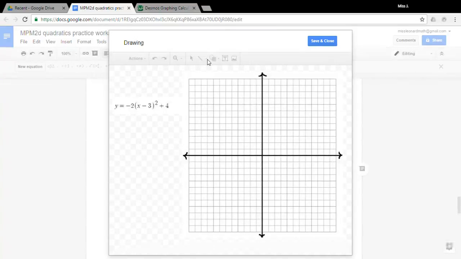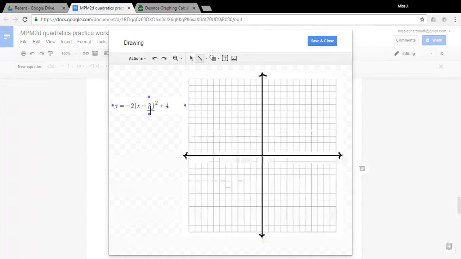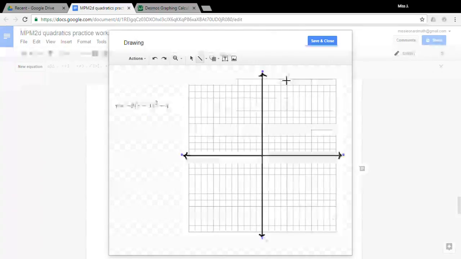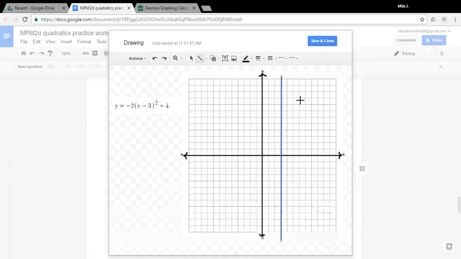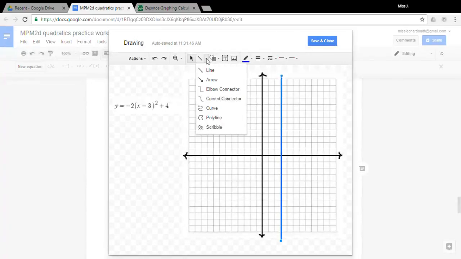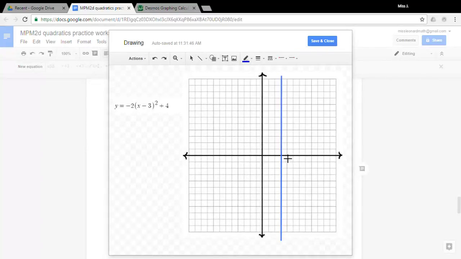First up, we said we want to do our axis of symmetry. So we are graphing a line that goes through 3, something like this. If it matches up nicely, that's your axis of symmetry there. Now our vertex we know is at the point 3, 4. Let's put a nice little dot. We want to have a dot at 3, 4. Something like that sounds okay. Close enough.